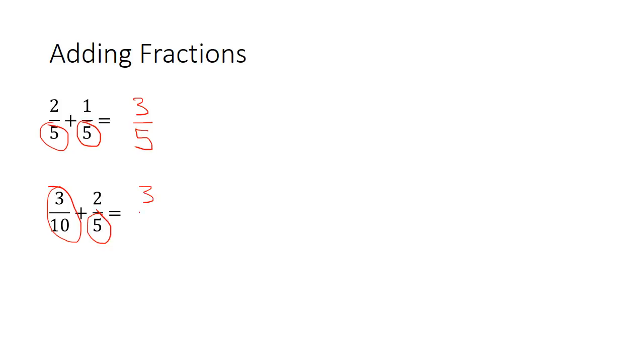So let's write it like this: 3 tenths plus 2 fifths. And I'm going to change the fifths to tenths. If I multiply 5 by 2, I will get 10. So then it will be the same denominator. But then I have to do the same with the numerator at the top. So then I have to multiply 2 by 2 as well. So that will equal 3 tenths plus, remember we said 2 times 2 is 4, 5 times 2 is 10.